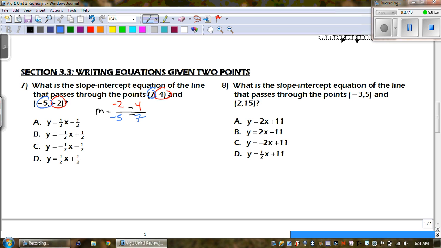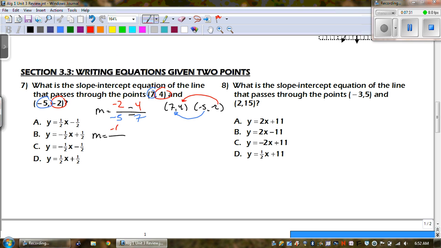It might help you if you just rewrite that. So you've got 7 comma 4 and negative 5, negative 2. That way you can kind of see, oh, negative 2 and 4, negative 5 and 7, if that helps you out at all. Okay?